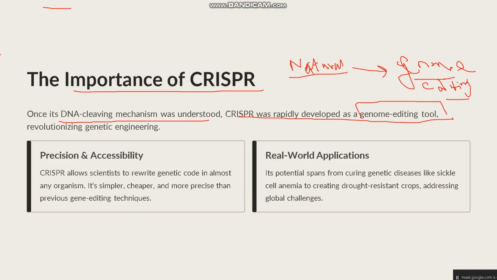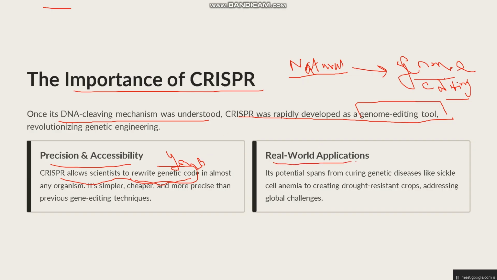The importance of CRISPR is precision and accessibility. CRISPR allows scientists to rewrite the genetic code. It means that we can add genes, cut genes, and knock out genes using CRISPR in almost any organism. Why? Because it is simpler, cheaper and more precise than the previous gene editing techniques.